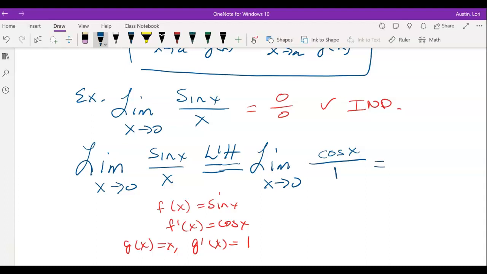Can I now take the integral? Now plug in 0 and tell me what you get. Oh, I get cosine of 0 over 1. Use your calculator if you need to, or visualize the cosine graph. What is cosine of 0? 1.